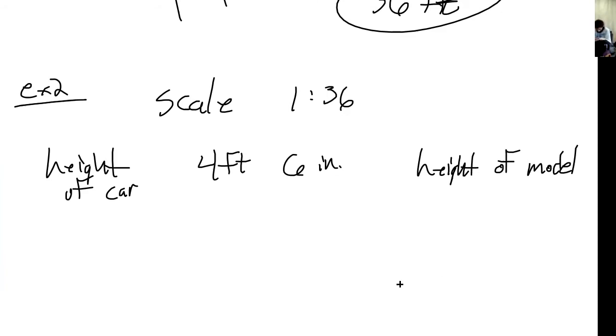I got 54 inches tall. 54 inches tall? No, I don't think that's right. What did you do first? 12 times 4 plus 6. Okay, so that's good. So that's 54 inches, right? Yeah. All right, so 54 inches. Now we're either gonna multiply or divide by the scale factor. What do you think?